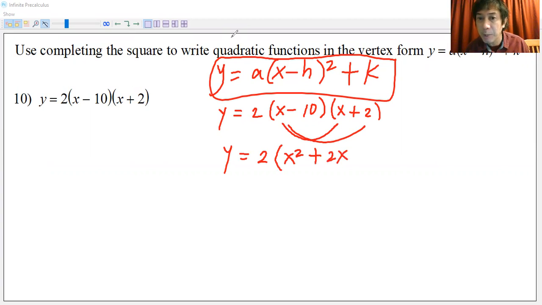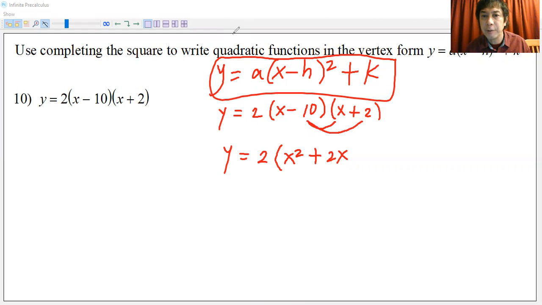So we're done multiplying the x by the x plus 2. It's time to multiply the negative 10 by the x plus 2. So let us remove the arcs. We're doing it now like this: negative 10 times the x, afterwards negative 10 times the 2.